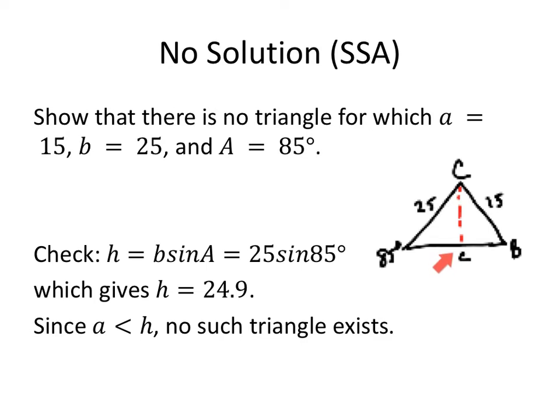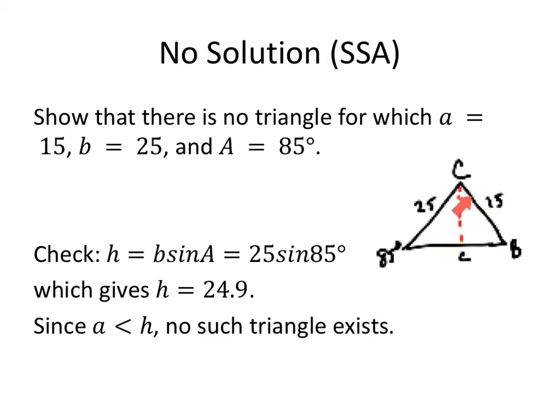Here I've drawn in with the dotted red line my height. So I want to check my height. With this red line, what I'm really looking at is that this height is equal to opposite over hypotenuse, right? Because with this dotted red line, we have a nice little right triangle here. So we can still use our right triangle techniques. The sine of 85 degrees is height over 25, multiply both sides by 25. The height is 24.9.